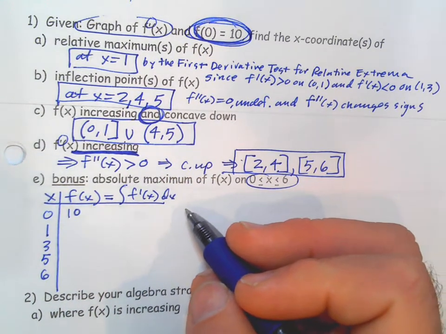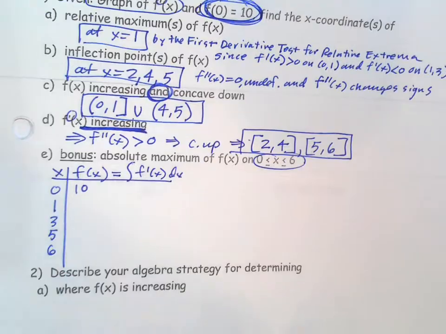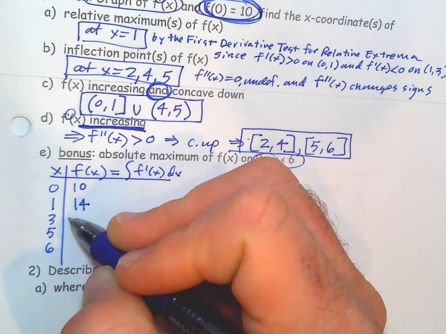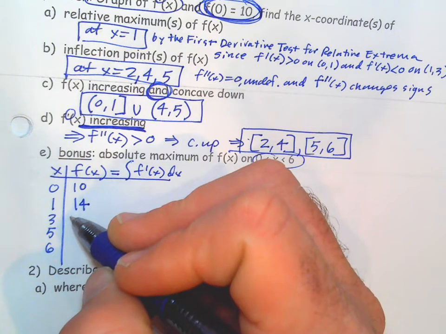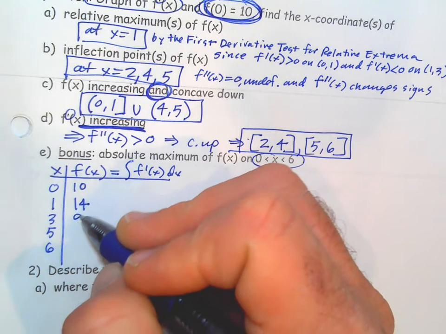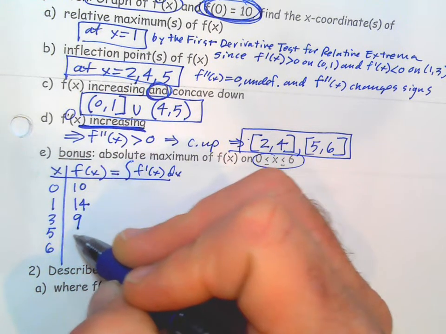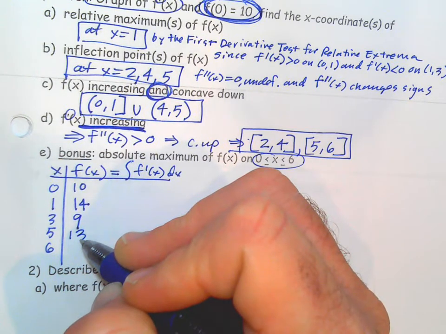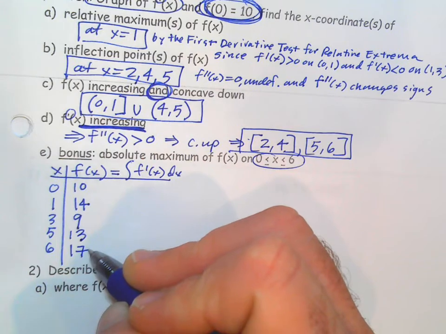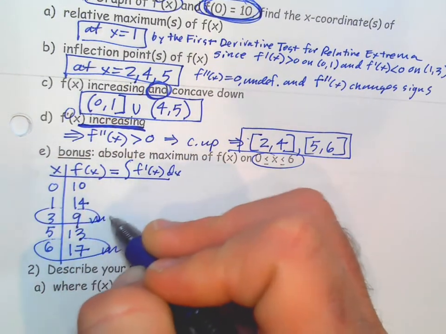From 0 to 1, it's increasing and the area is 4, so we add 4 to this and get 14. From 1 to 3, it's decreasing, going down 5, so we subtract 5. From 3 to 5, it's going up 4, so we're up to 13. And from 5 to 6, it's going up 4 more, so we're up to 17. So here's your max, here's your min.